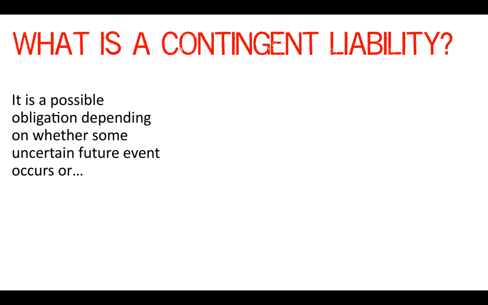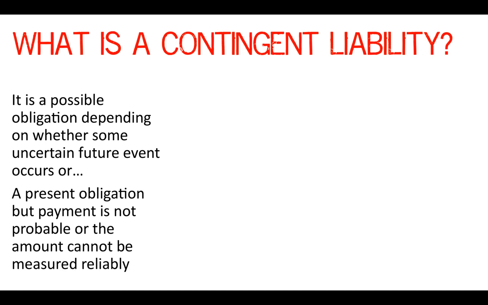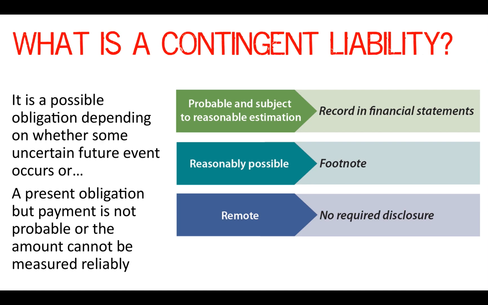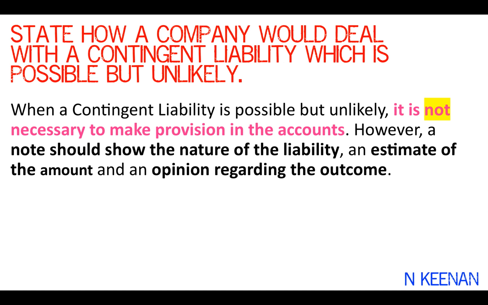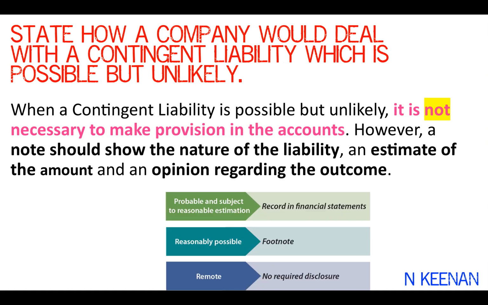So it's a possible obligation depending on whether some uncertain future event occurs, or a present obligation but payment is not probable, or the amount cannot be measured reliably. So if it's probable and subject to reasonable estimation, we put it into the financial statements. If it's probable that we'll have to pay it, but not in this case, we don't. If it's reasonably possible, we'll put it into the notes, but it's not possible. We've been told that we're not going to have to pay it, so therefore we don't have to put it in at all. Okay, so we don't have to do provision for it in the accounts at all.